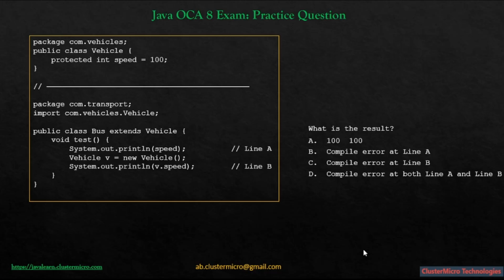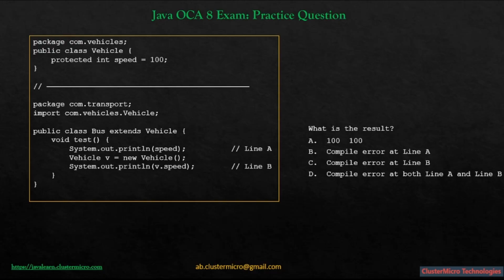Now, if you see line A, accessing through inheritance. Here what happens is System.out.println(speed). Inside Bus, speed is accessed directly by name with no object reference. This is accessing the inherited field, the speed that Bus received from Vehicle as part of the inheritance relationship. So Bus owns this field as part of itself, right? It is Bus's own inherited state.